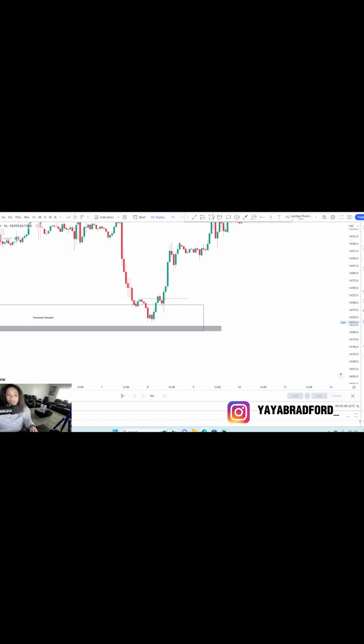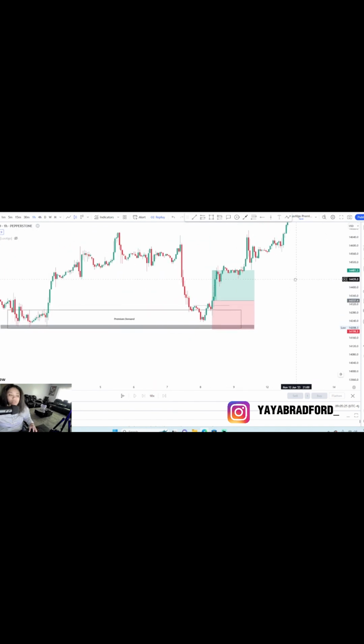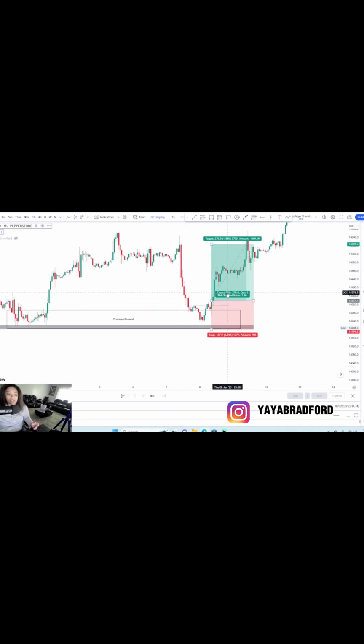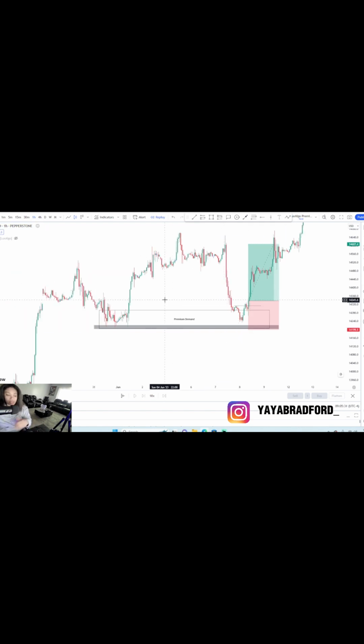So boom. If you wanted to enter, I'm telling y'all, you don't really have to go down to a lower time frame to enter these trades. If y'all have a perfect setup on a 1 hour time frame, you can enter there. You just have to make sure that your risk management is good, you're using the right lot size, and you're not getting in too heavy or anything like that. So that's the perfect demand setup.